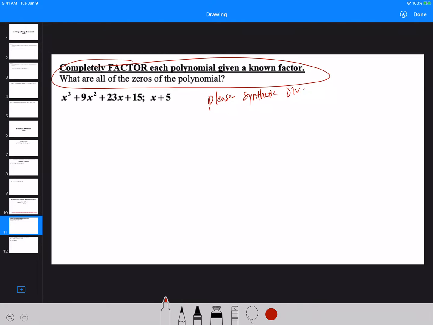Obviously, it goes without saying that synthetic division is going to be much better than long division ever would be. So please use that instead. Pause the video now and then play it again once you're ready.